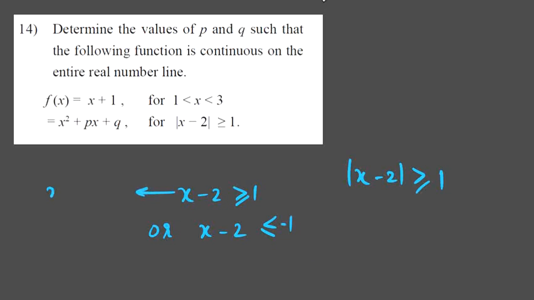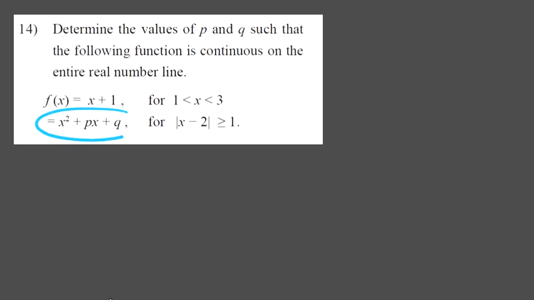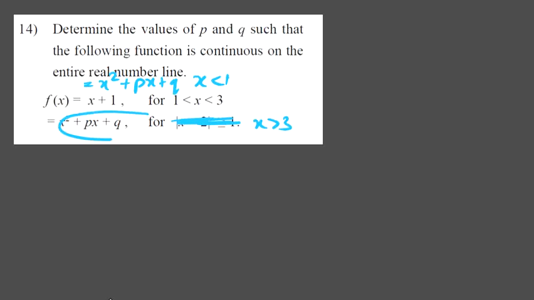So from here we have x greater than equal to 3. From here we have x less than equal to 1. Okay, so for x greater than equal to 3 and less than equal to 1, the function is this. So you can say for x less than 1, it is x square plus px plus q. And for, you can just write it separately, that for x greater than 3, this is the function.